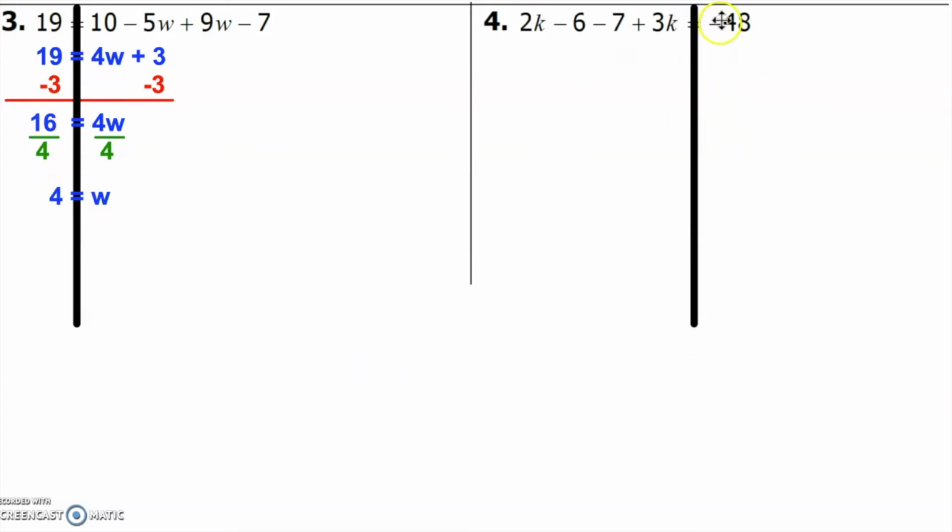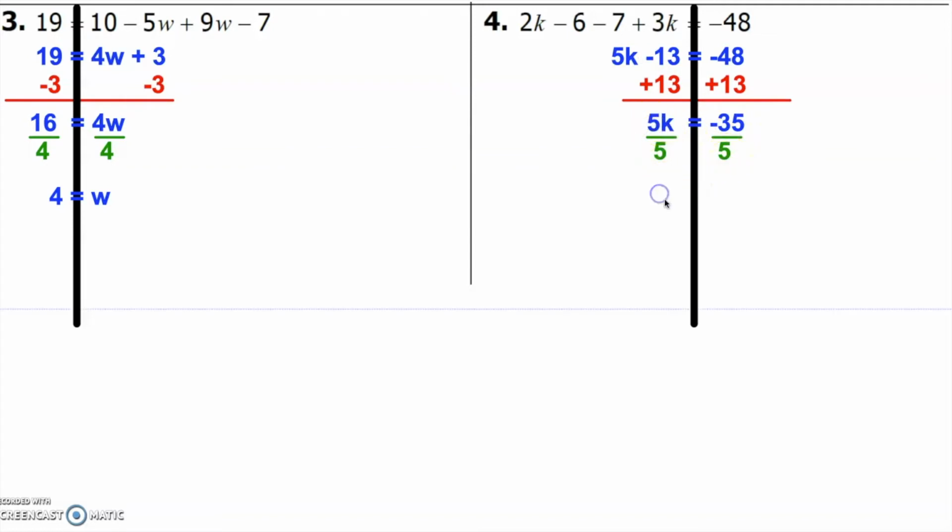Next, I notice on the left-hand side of that equal sign I can combine a positive 2k and a positive 3k. And I can combine the constants negative 6 and negative 7. Now I can undo those operations that are happening to k. I can undo the subtraction by adding 13. That leaves me with 5k equals negative 35. Then I can divide by 5 on both sides and be left with k is equal to negative 7.